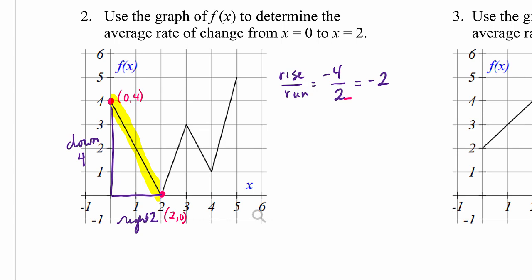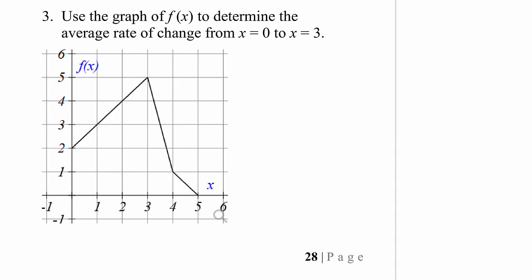Okay, let's try another graph, graph number 3. So here's another graph that's again not a straight line. We're trying to find the average rate of change from 0 to 3. Here's our point at x equals 0. It's at (0, 2). And then our point at x equals 3 is (3, 5).